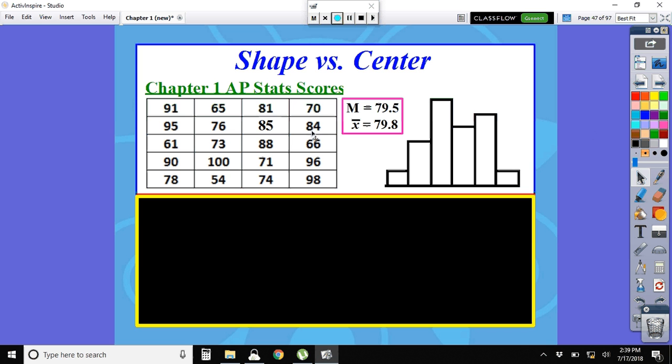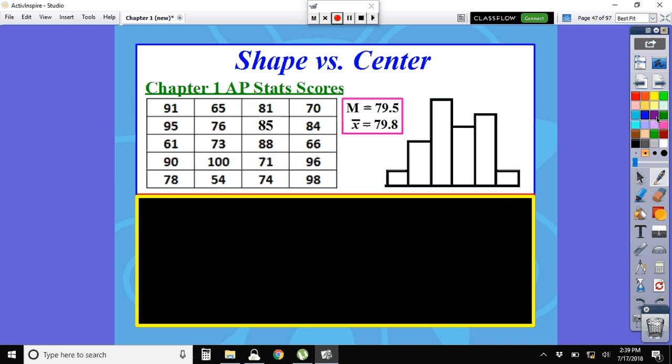All right, so I've got an example here. Here is a set of 20 numbers that represent Chapter 1 test scores. The median of all these test scores is 79.5, and the mean, X bar, is 79.8. We notice those are really close to each other. They're only 0.3 apart.